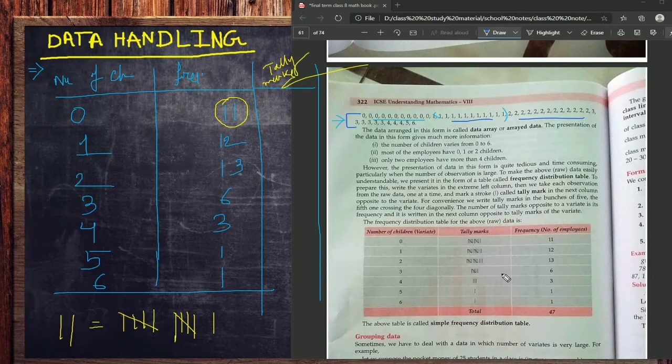Now coming to grouping of data. So how can we group all this data? Let me show you.